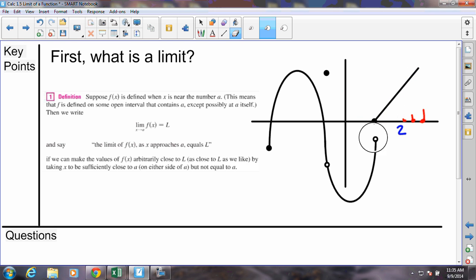Knowing and being able to describe that process is one of our learning objectives. Could you describe a limit as x values get close to a certain picked one? What happens to the y values?